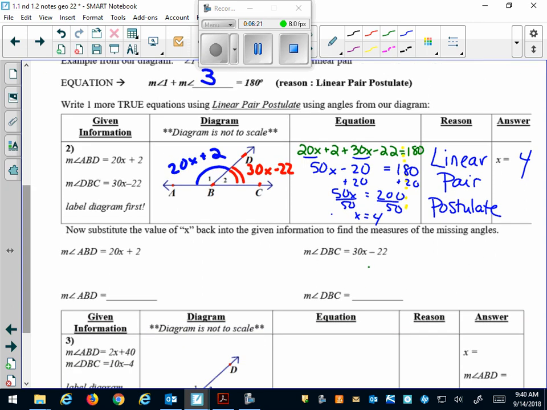Okay, now if they asked us, all right, now that we know x is 4, what's the measure of angle ABD? What are we going to do? Well, we know ABD is 20x plus 2. So how are we going to figure out what that measure is? Yep, plug in 4 for x. 20 times 4 plus 2, 82 degrees. And then do the same thing with DBC.